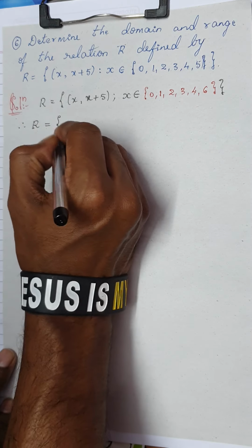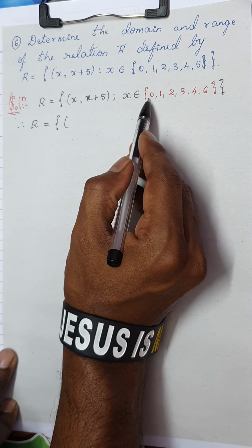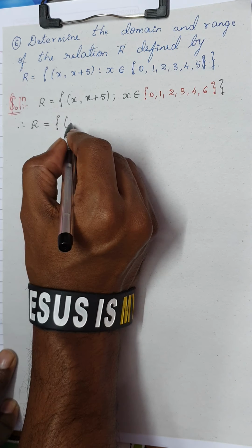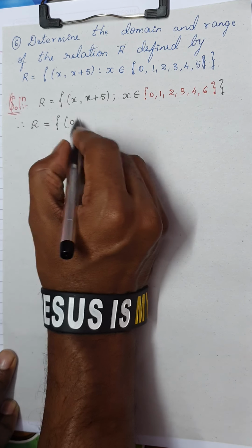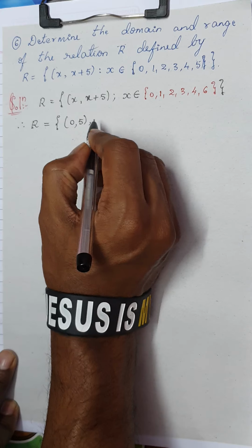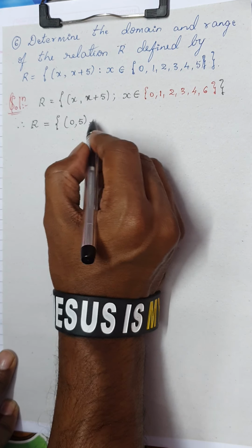Now R is equal to, let us write the relation. X takes all the values from 0 to 6. So I put x is equal to 0. What happens to this element? 5 plus 0, that is equal to 5. Is it clear? Fine.